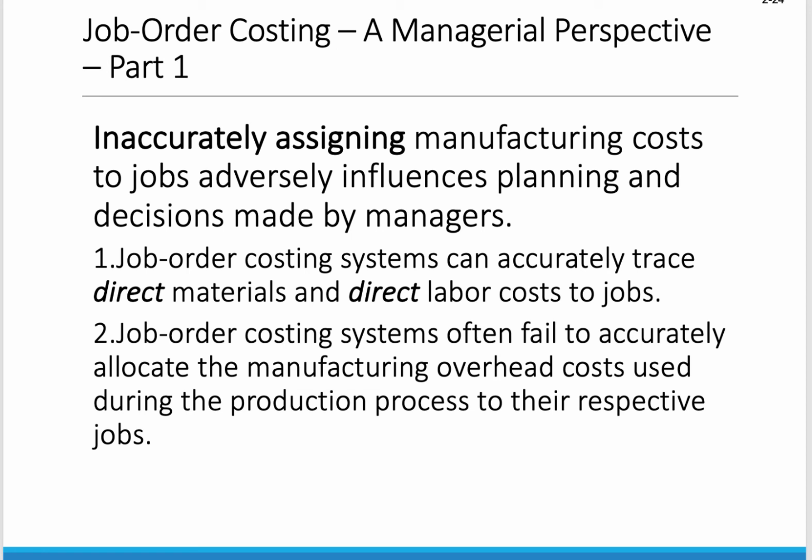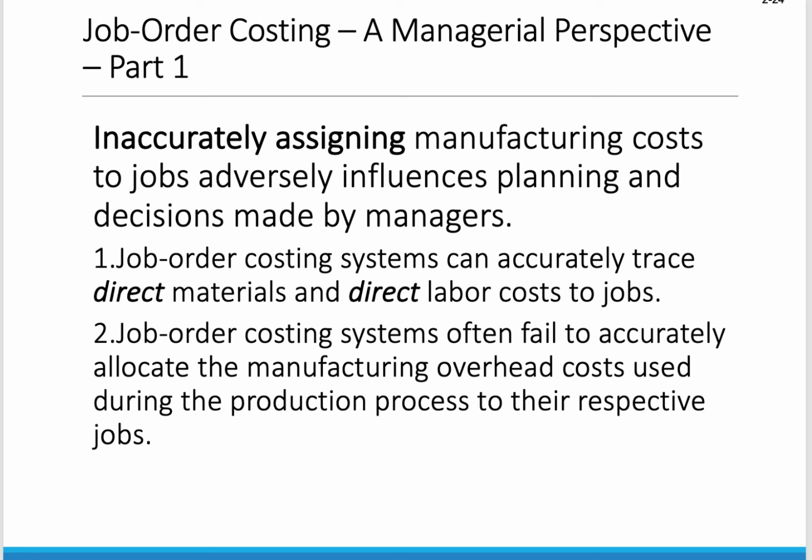Now, it's important to understand that when we implement job order costing, we need to understand our cost classifications, and we need to understand how costs are traced. So there is a possibility for inaccuracies in job order costing. Where do those arise from?